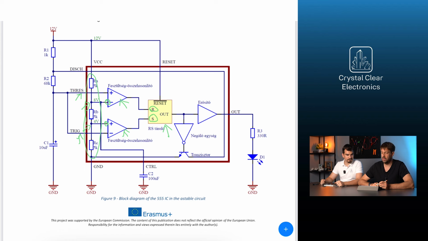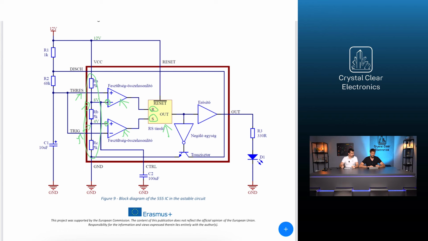In the 555 IC, this means that the output of the RS container is set to 0 if the voltage on the IC thresh pin is higher than 2/3 of the voltage of the power supply, and it gets to a 1 state when the voltage on the trig pin drops below 1/3 of the power supply voltage.